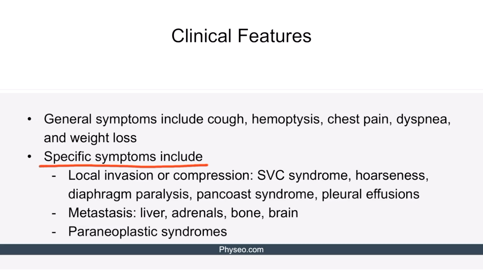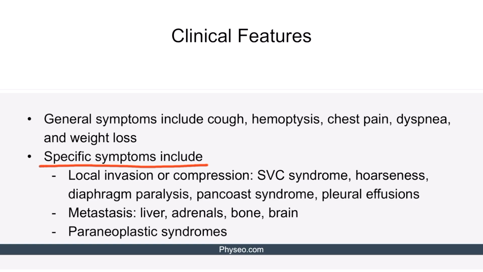Local invasion of the recurrent laryngeal nerve can cause hoarseness, and invasion of the phrenic nerve can cause diaphragmatic paralysis and dyspnea. Lung cancer arising in the superior sulcus of the apex of the lungs can cause a variety of symptoms, collectively referred to as Pancoast syndrome. They occur due to the compression of surrounding structures by the tumor.